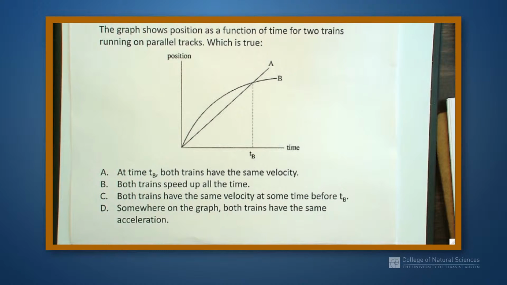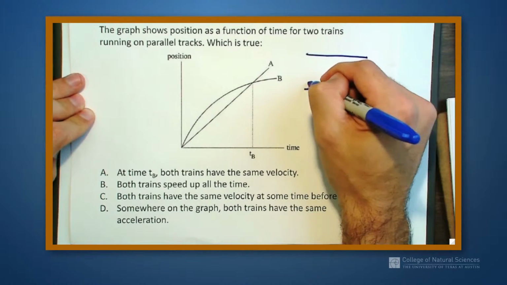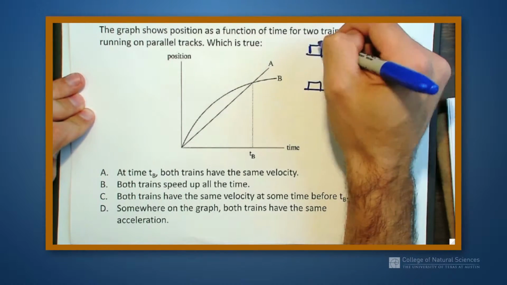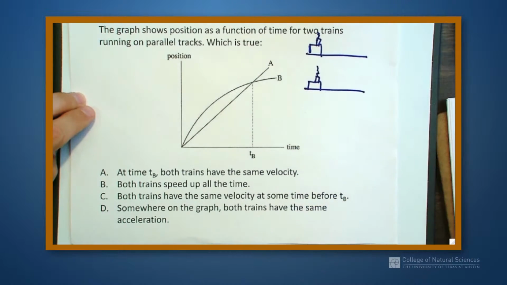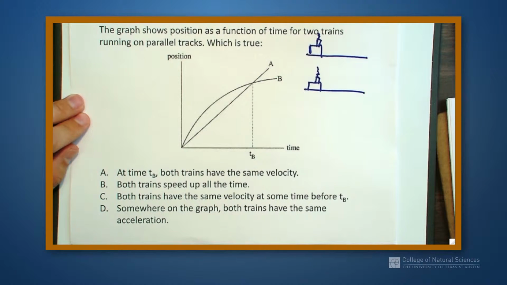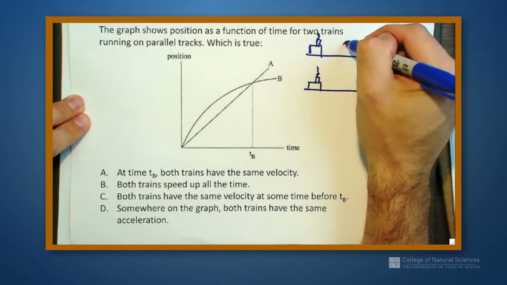So this problem says that the graph shows a position versus time graph of two trains running on parallel tracks. So we have one train moving and another train moving on parallel tracks. And we'll give it a little smokestack. And we want to know which of the following statements is true if these are the position versus time. So A and B.